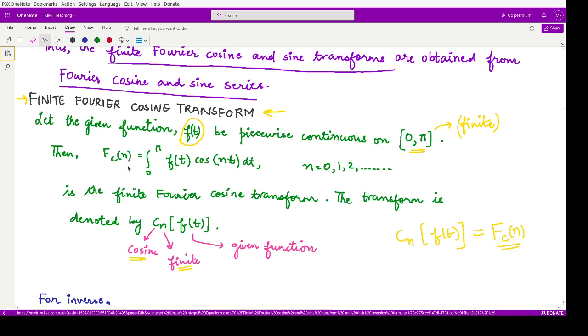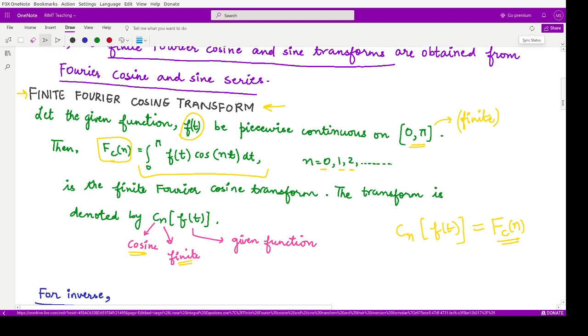This is the result that we have, and its value is calculated by solving this particular integral. What is this? It is the integration from 0 to pi of f of t cos nt dt, where n takes some discrete values. So this is the definition of the finite Fourier cosine transform.